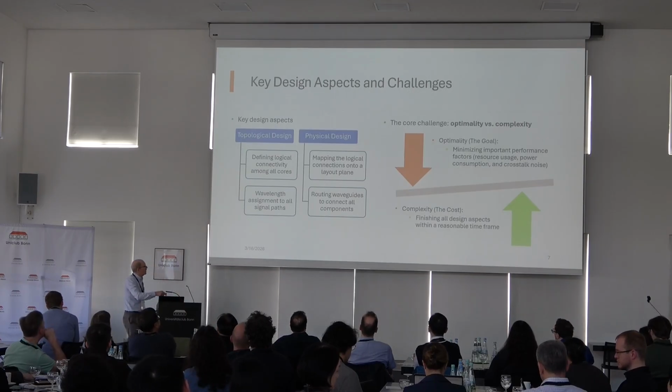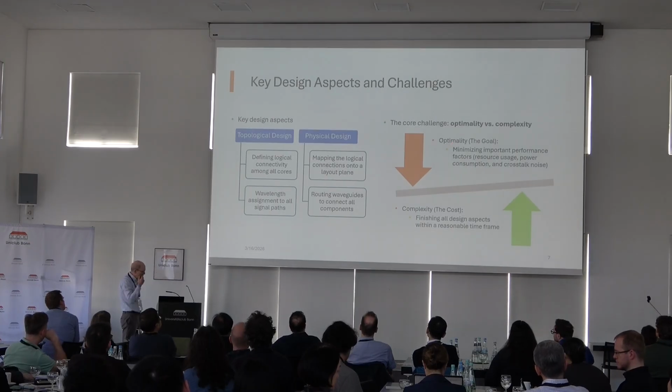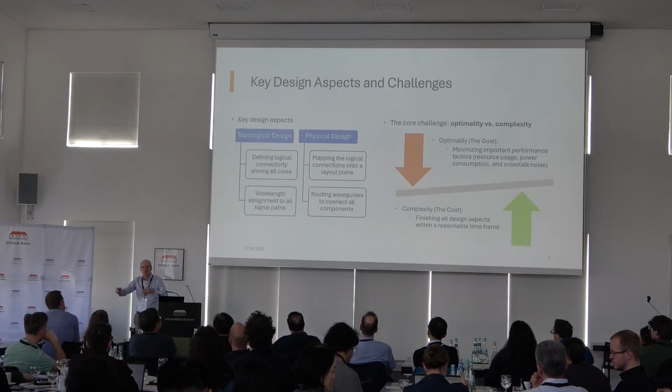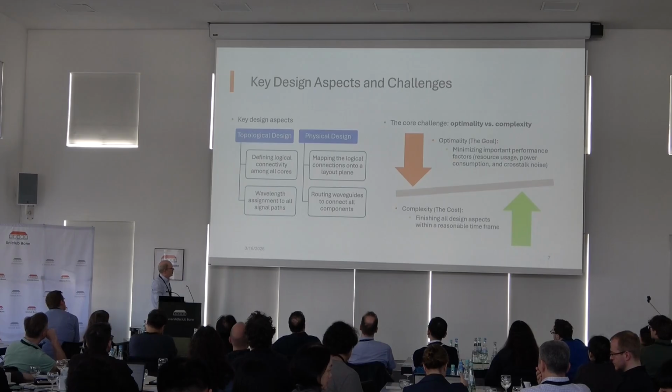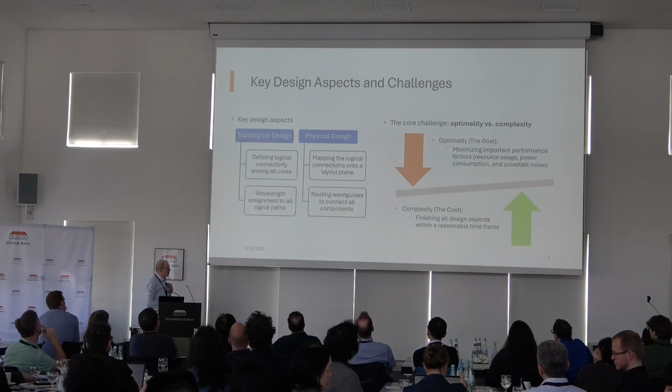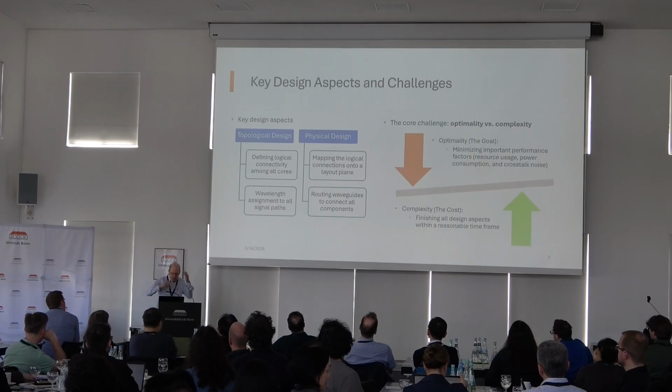So what I'm trying to balance is, of course, I want to achieve as optimal a result as possible, which means the performance factors, resource usage, how many waveguides, how many microring resonators, especially the power consumption that is required, and also crosstalk. How can I optimize this, but at the same time use a reasonable amount of computational time? That's the trade-off we're juggling.